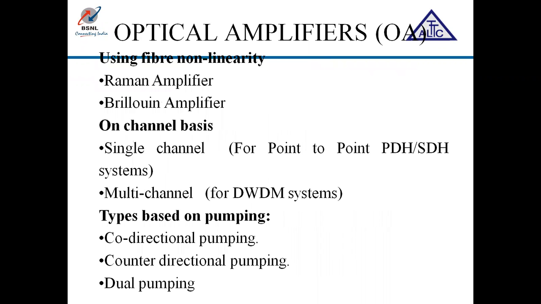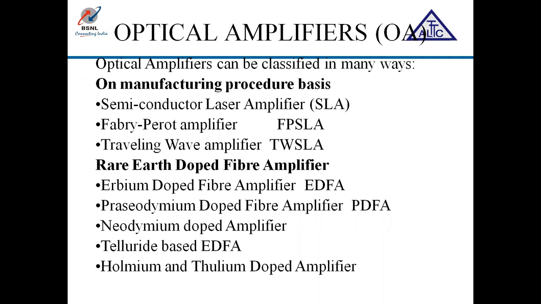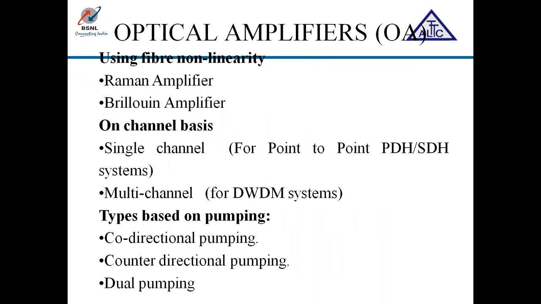So you should remember what type of fiber we are using in the DWDM system, that is EDFA, erbium doped fiber amplifier. Now these optical fiber amplifiers are classified on the basis of fiber nonlinearity (Raman amplifier, Brillouin amplifier), on channel basis (single channel and multi-channel), and further classified in case of pumping: co-directional pumping, counter-directional pumping, and dual pumping. So these are the different types of optical amplifiers, described on the basis of nonlinearity, on channel basis, and on pumping basis.